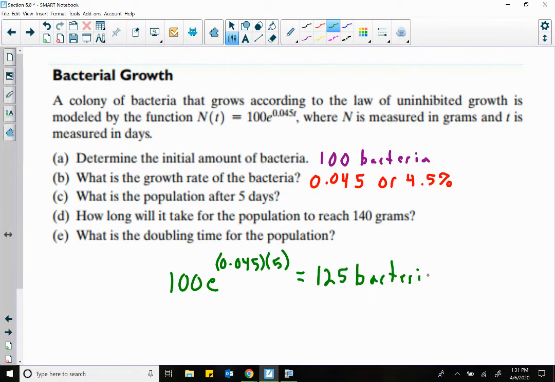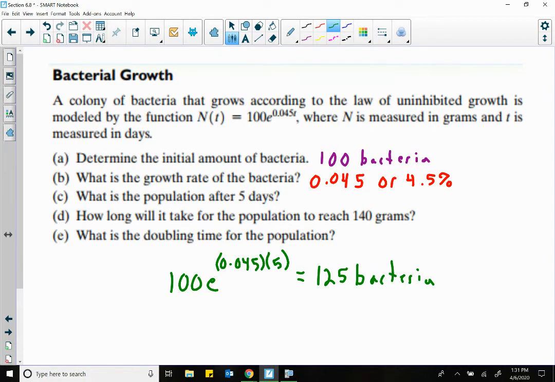Bacteria. See? Nothing crazy. Pretty easy. All they wanted you to do is plug in. And all these problems are going to follow this same format. So don't let it throw you off, okay? You're all going to be doing the same thing, all right?